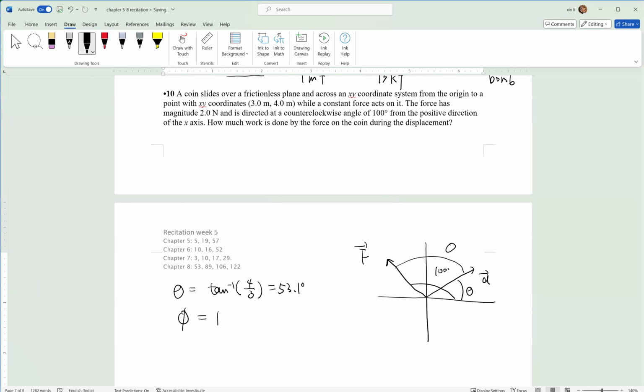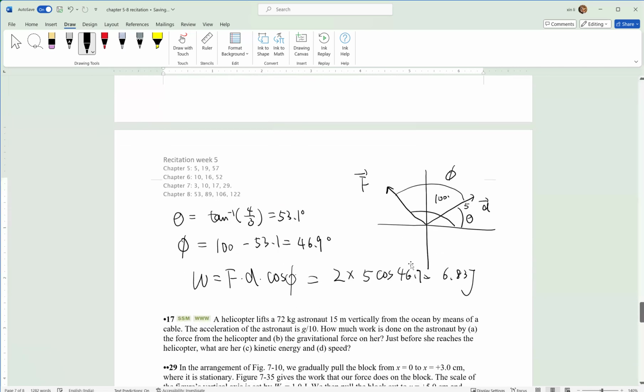This is angle phi. Phi is 100 minus 53.1, so you are going to get 46.9 degrees. And then your work will be equal to F times D times cosine phi. So it's 2 multiplied by the square root of 3 squared plus 4 squared, which is 5, times cosine 46.9, and you are going to get 6.83 joules.